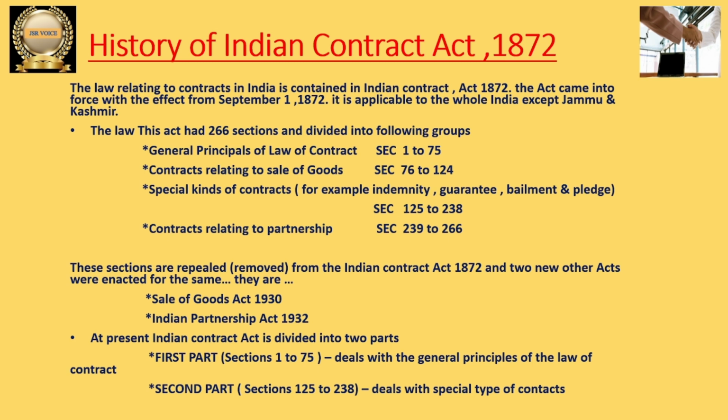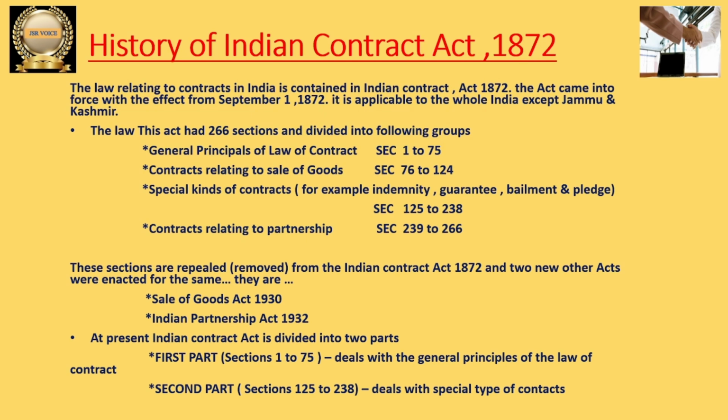Later on, they removed some sections from this. What groups were removed? Two were removed: the Sale of Goods portion and the partnership rules. So contracts relating to sale of goods, that is sections 76 to 124, were removed. And next, contracts relating to partnership, that is sections 239 to 266. These two were removed from the Indian Contract Act.